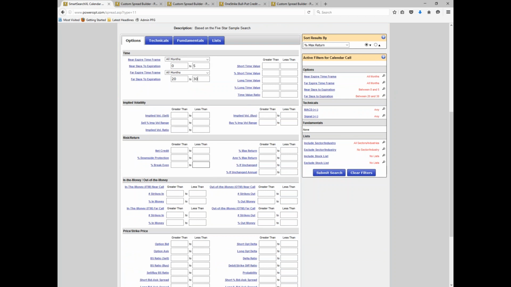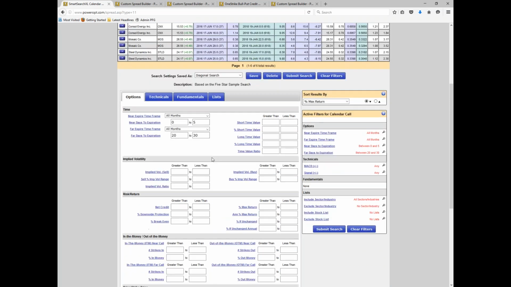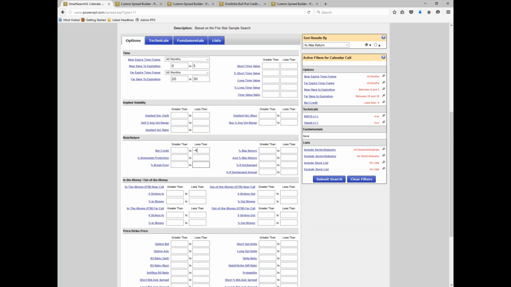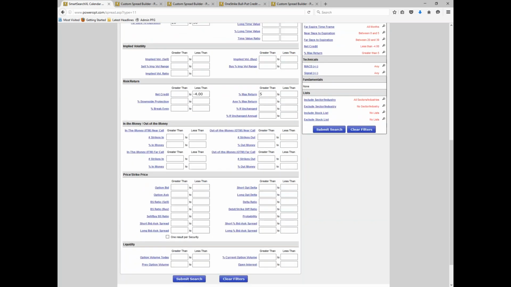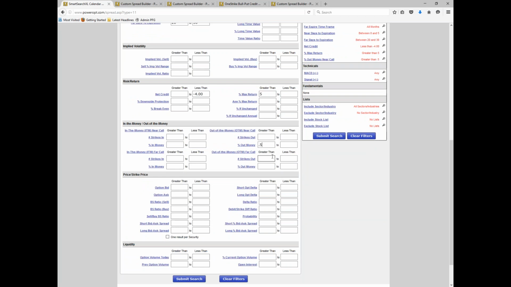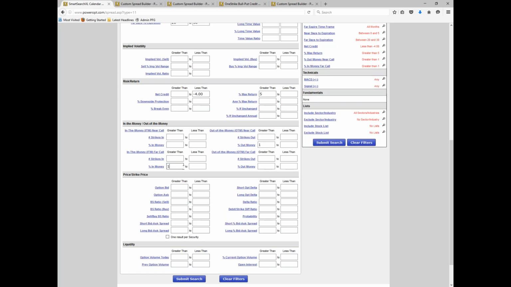One of the advantages of doing a diagonal spread with shorter-term weeklies, of course, is we can pay a lower debit. So I could look for a debit here, the net credit field, of, let's say, less than $4. Okay, a small credit. I want maybe a max return, as we saw before, of 5%, and I'm probably going to want my near-term call to be at least 0.5% out of the money or more, maybe even 1% out of the money to allow some upside. And if I'm buying in the money, let's just put it at least 1% in the money or more.